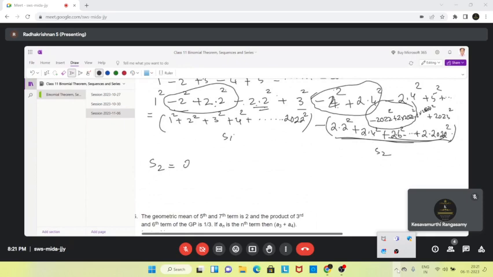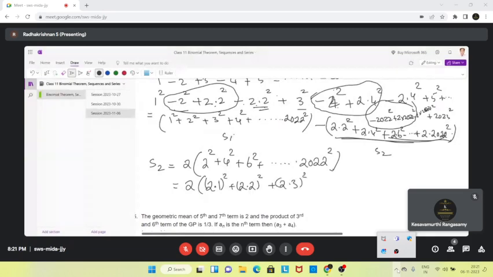So 2 can be taken common, 2 square plus 4 square. Now this also we don't know, 2 square, 4 square. We only know 1 square plus 2 square, etc. Right? So this can be written as 2 into 1, they're all into, okay, not dot 2, not like 2.2, okay.